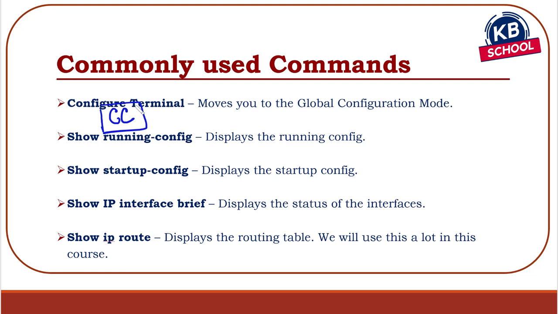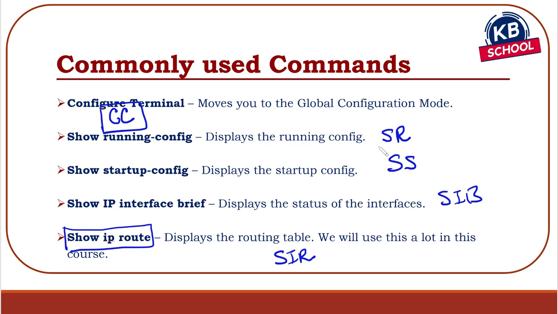I use CC as my alias for config T. What does CC stand for? Nothing. It's just easy to type. All right. For show run, I would do an SR. Show startup, SS. Show IP interface brief, SIB. Show IP route, we haven't done that, but this is a command that you'll typically be doing as you move deeper into this course. So this would be SIR. So these are shortcuts that I usually would create on my router.